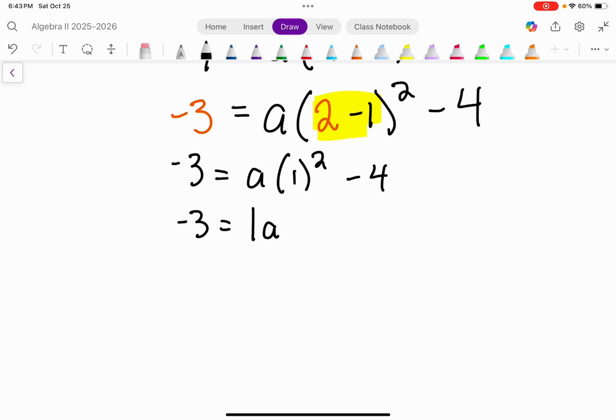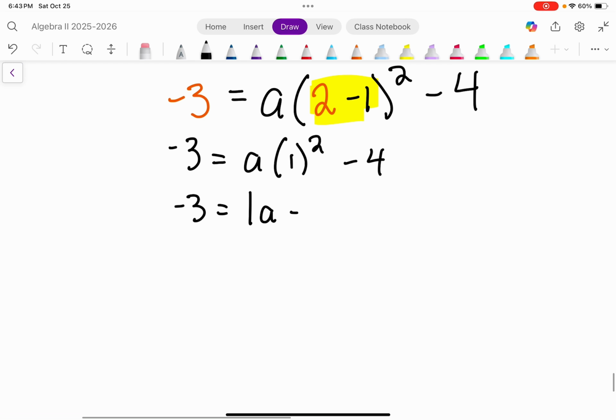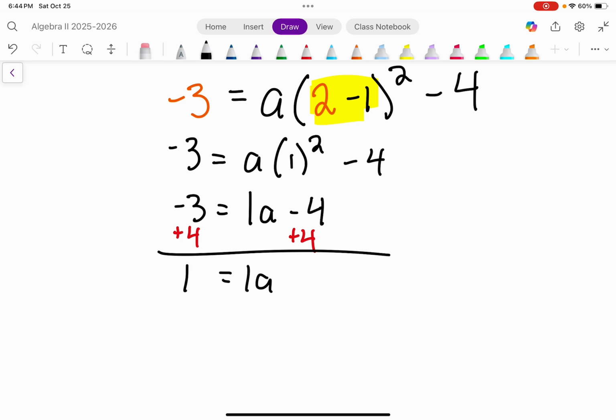And this number is going to change sometimes. So if you don't get 1a, that is okay. But whatever that number is becomes the coefficient of a. So it goes in front. And then these are not like terms, so I can't combine them. Now I can start solving using inverse operations. So I will add 4 to both sides, and that gives me 1 equals 1a, or in other words, 1 equals a.